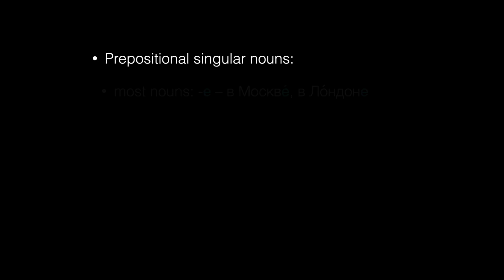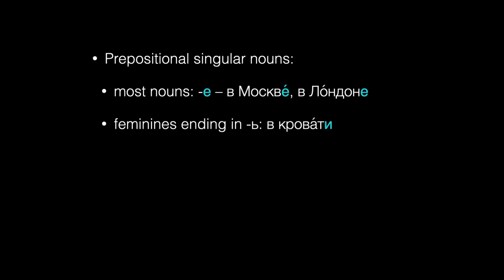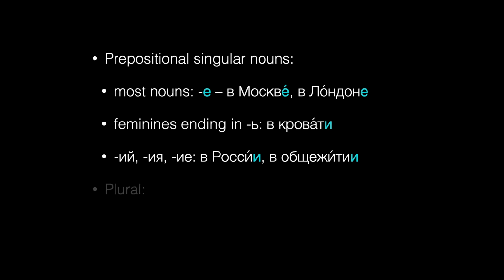Summing up. In the prepositional singular, most nouns end in ye, в Москве, в Лондоне. Feminine nouns that end in a soft sign take the ending и, в кровати. Nouns in и краткое, и я, and и е end in и, в России, в общежитии. And plural nouns all have the same basic ending, spelled ach after hard consonants, ях after soft consonants. В городах, в словарях.